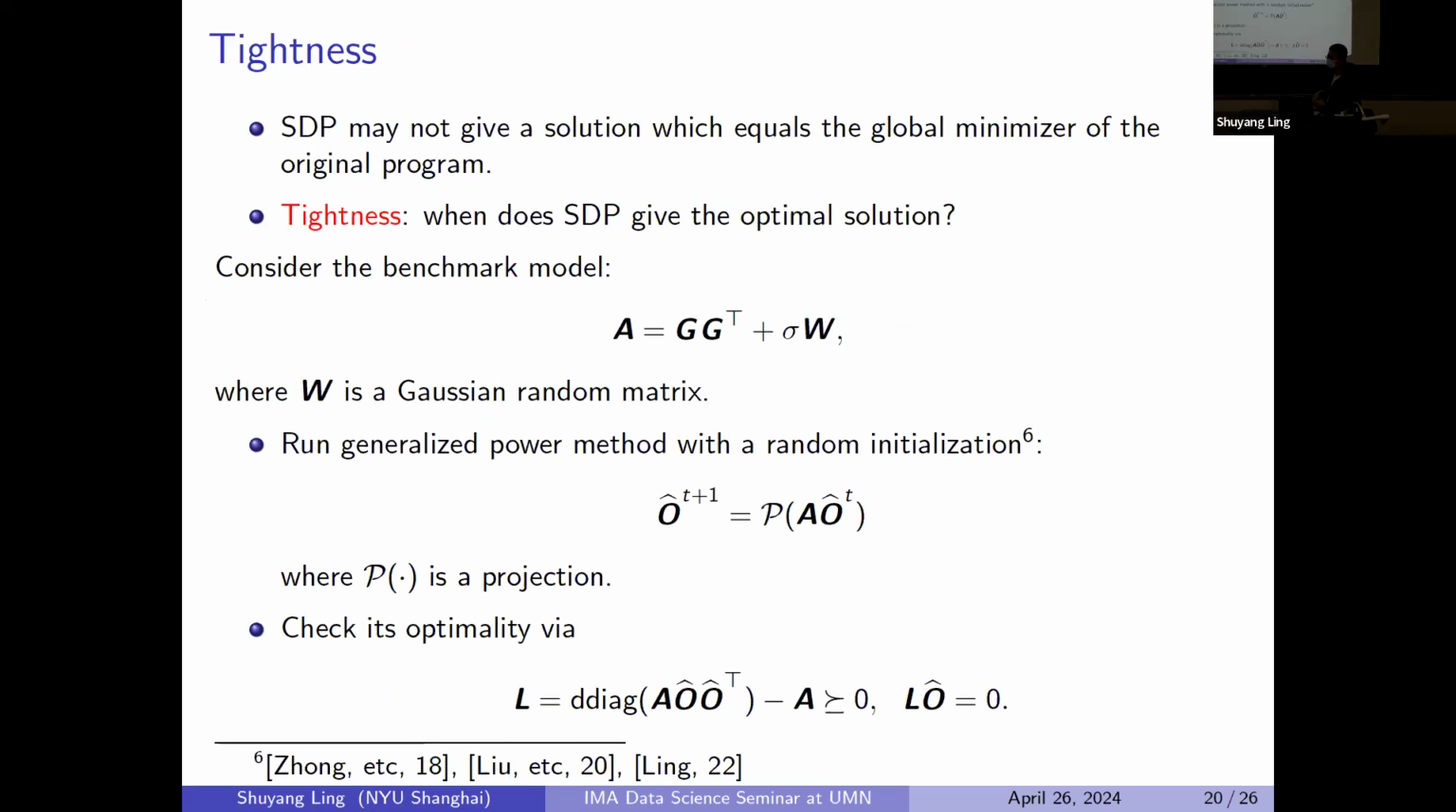But I think Burer-Monteiro is quite widely used. Yeah, thank you. Any other questions?